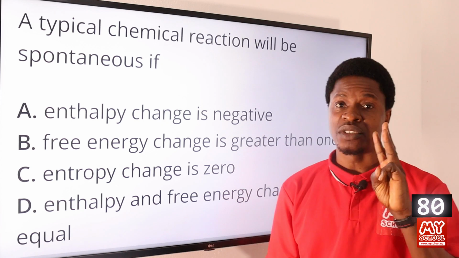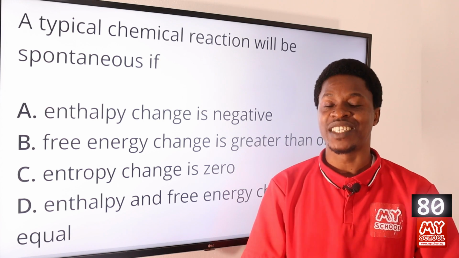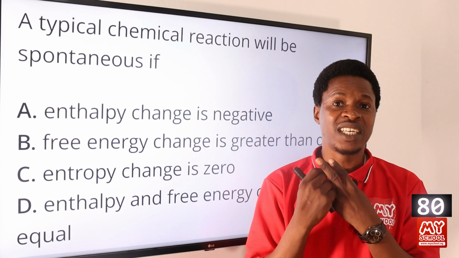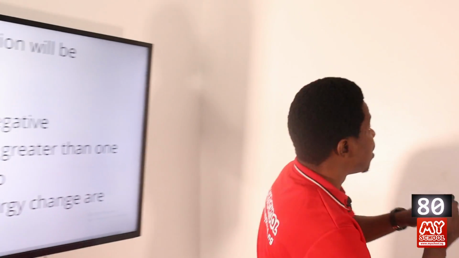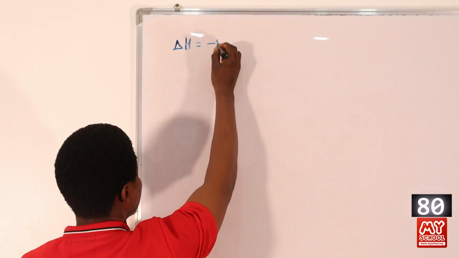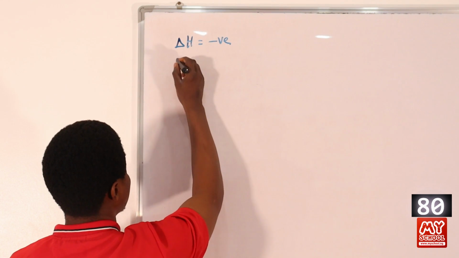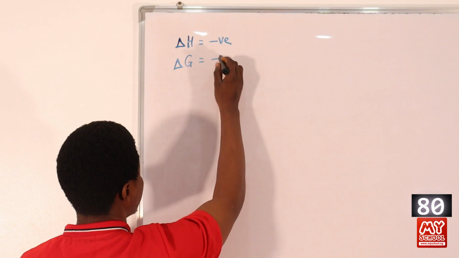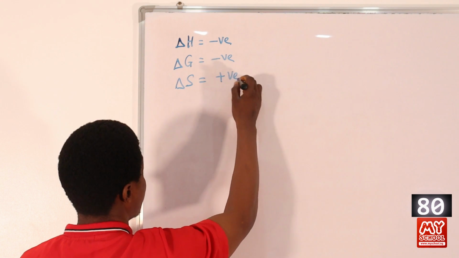Now there are three conditions for spontaneity of a reaction. I'm going to mention them. The first one is that your delta H must be negative. I'll write that on the board. Delta H must be negative. Delta G must be negative. Delta S must be positive.